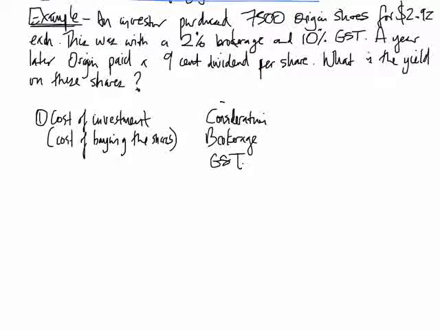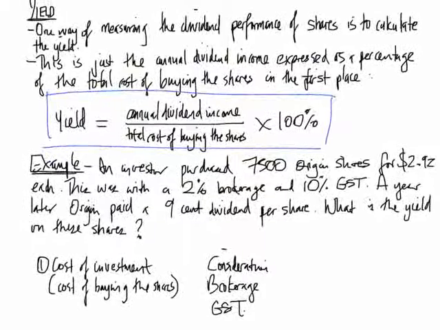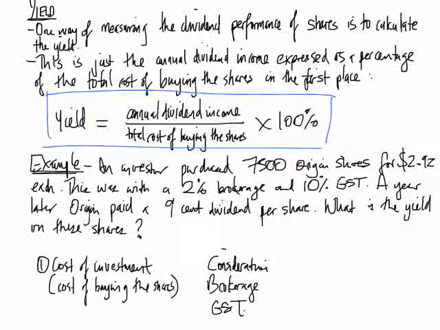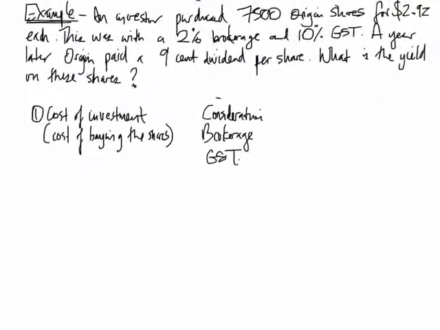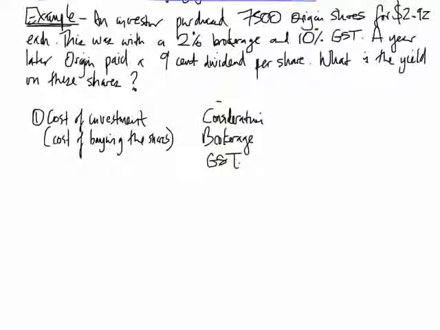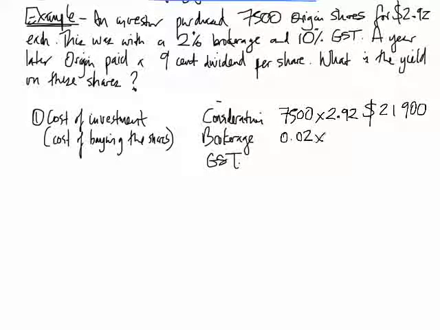So the first step, because you want to know the total cost of buying the shares in the first place and the annual dividend income, is usually best to be finding the cost of buying the shares in the first place, or the cost of investment. So the consideration would have been 7,500 Origin shares times how much they cost, $2.92, and that would give you $21,900. The brokerage is 2%, which is 0.02 times 21,900, the consideration, and that'll give you $438.